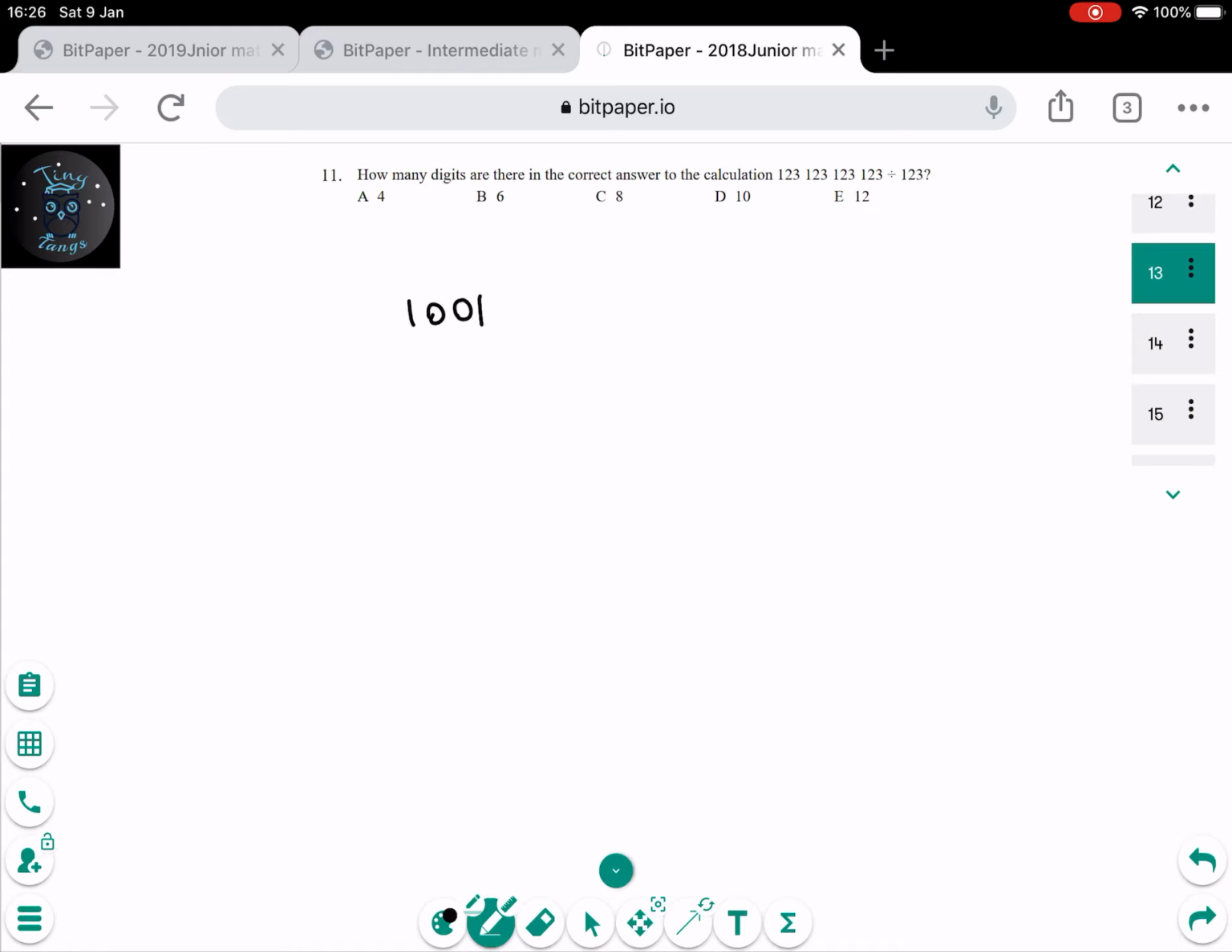I hope you all know that 123 times 1,000 equals 123,000. And if you add another 123, it becomes 123 123. So multiplying by 1001 makes the number repeat itself.